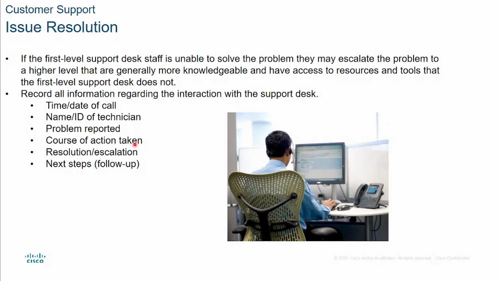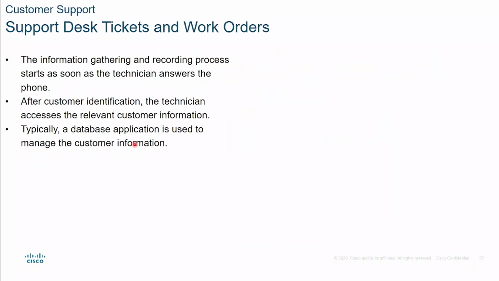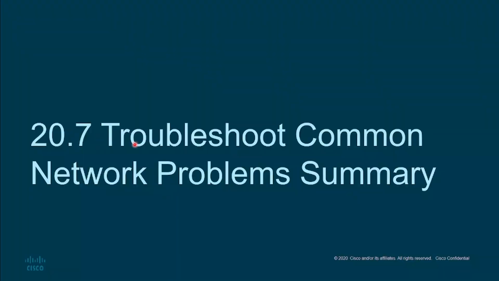You have to record all information. The technician records all information regarding the interaction with the support desk: date, time, name and ID of technician, problem report, course of action taken, resolution, escalation, and then the next level. Support desk tickets and work orders: the information gathering and recording process starts as soon as the technician answers the phone. After customer identification, the technician accesses the relevant customer information. Typically, a database application is used to manage the customer information.